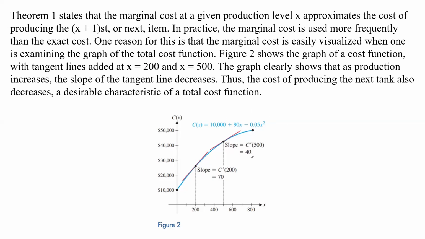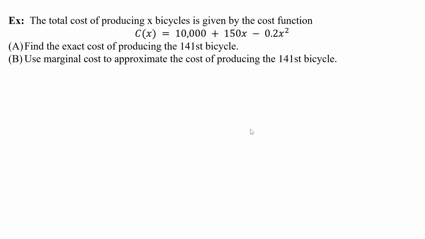And so they've calculated what the marginal costs are at these points, after taking the derivative and plugging in the different values. So that's kind of how that works. We want a cost function that looks like that, because as we get higher and higher, our costs are going to get smaller and smaller per next item.